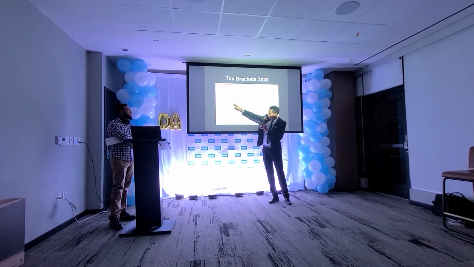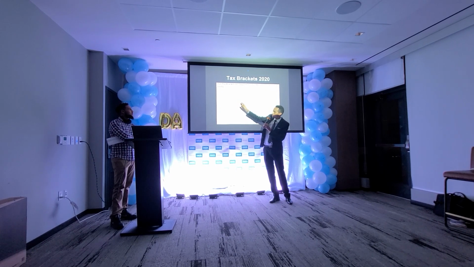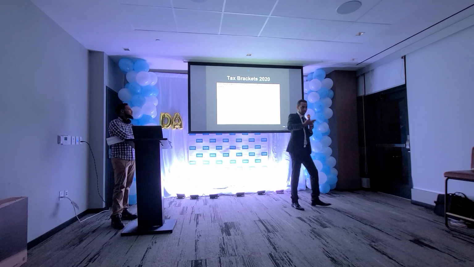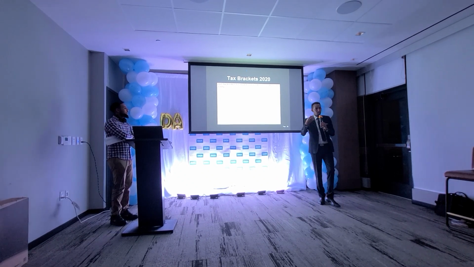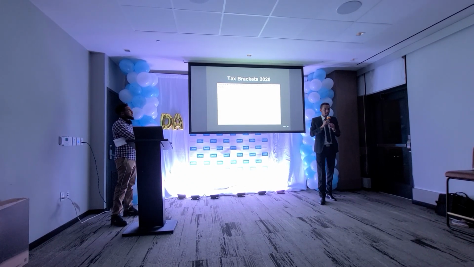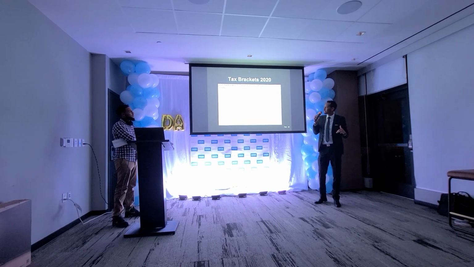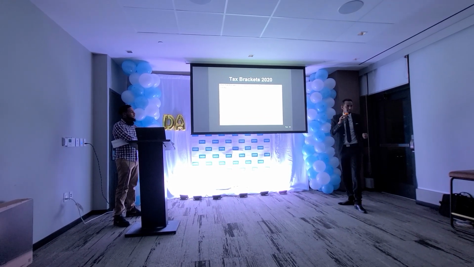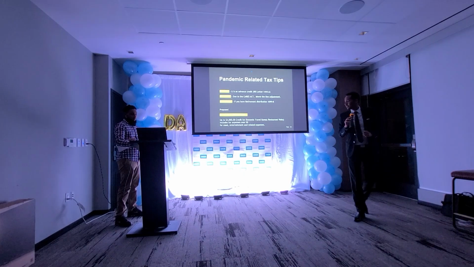The next, from 9,876 up to 40,000, is taxed at 12%. So it's a progressive rate. And then eventually our software calculates the effective tax rate. And according to the current tax brackets, it looks like this for a single person and married couples. Next.